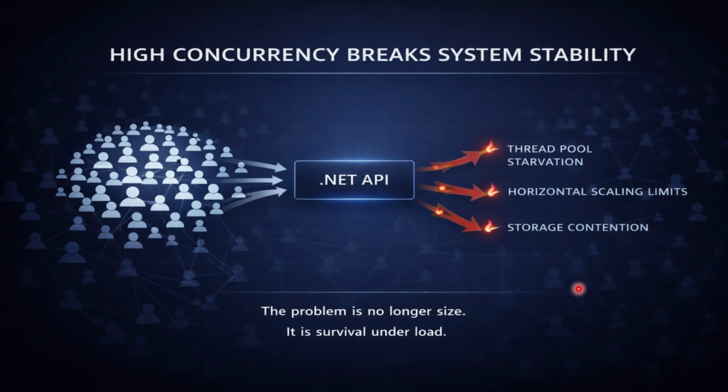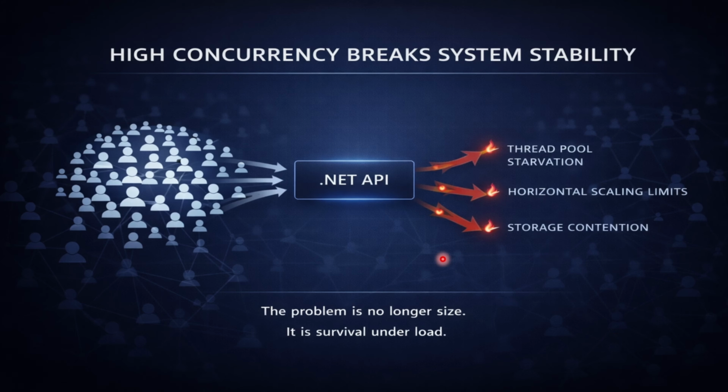And the next dimension is high concurrency, because this will break the system stability. Suppose thousands of users are trying to upload at the same time. Now the problem is not size, not records, but high concurrency, which stresses thread pool starvation, because your thread pool keeps on getting consumed. Now you'll have limited scaling, you can't scale like anything, and you'll also have storage contention.